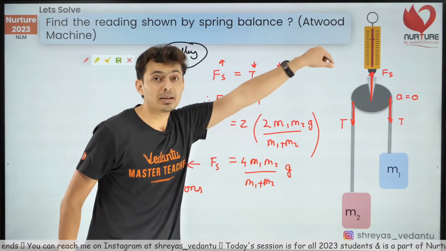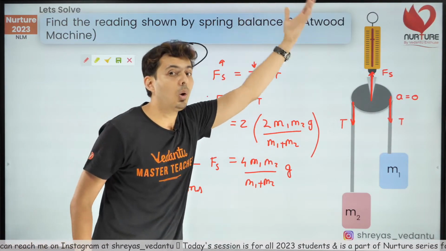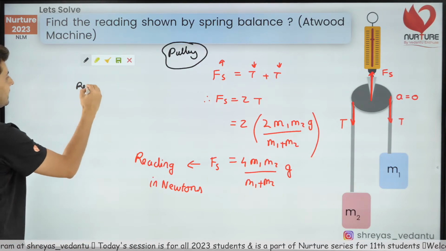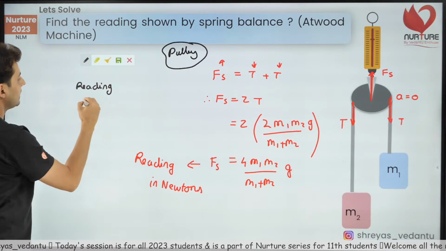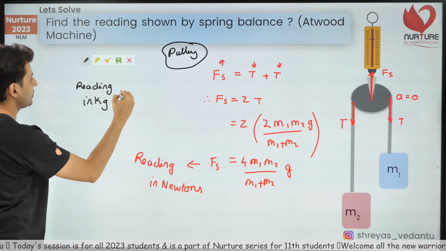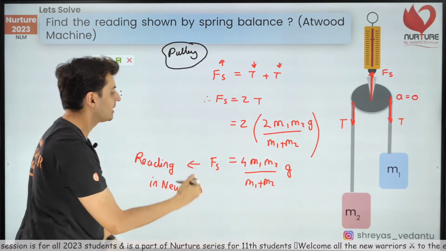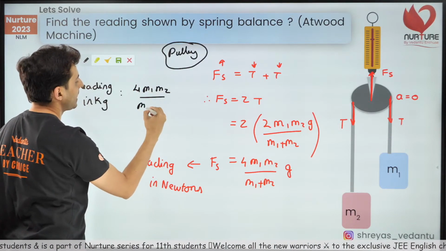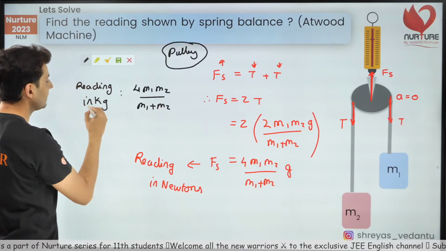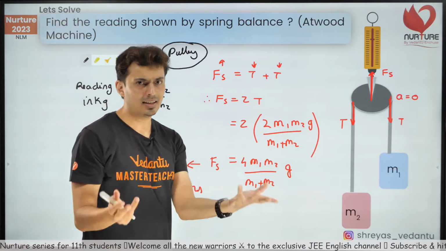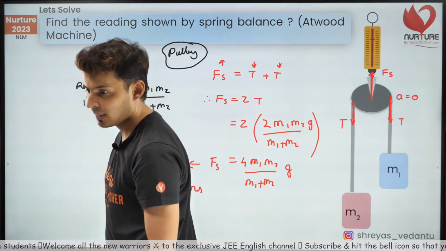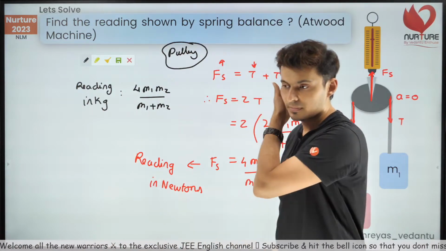But if the spring balance reading is asked in kilograms, ignore the g. So the reading in kg, if that is the question, then just forget that g. Remember, the reading will be 4 m1 m2 by m1 plus m2 in kg. So that's the difference. Check the options. According to the options, you will mark the correct one. Okay, I hope this is clear.